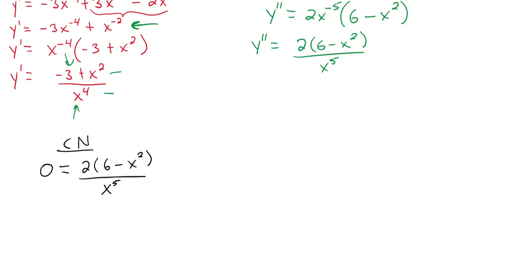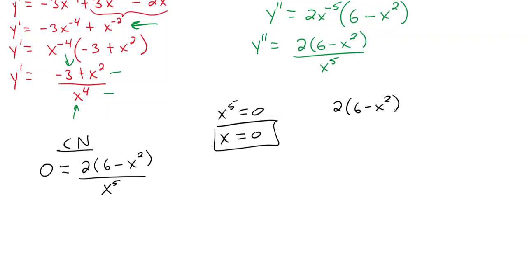So where is that the case? Where x to the 5 is equal to 0, right? If the denominator is equal to 0, that's going to be the case when x is equal to 0. Okay, so there's one of them. And then the other one will be when the numerator is equal to 0, because then the whole thing's equal to 0. So it's also when 2 times 6 minus x squared is equal to 0.